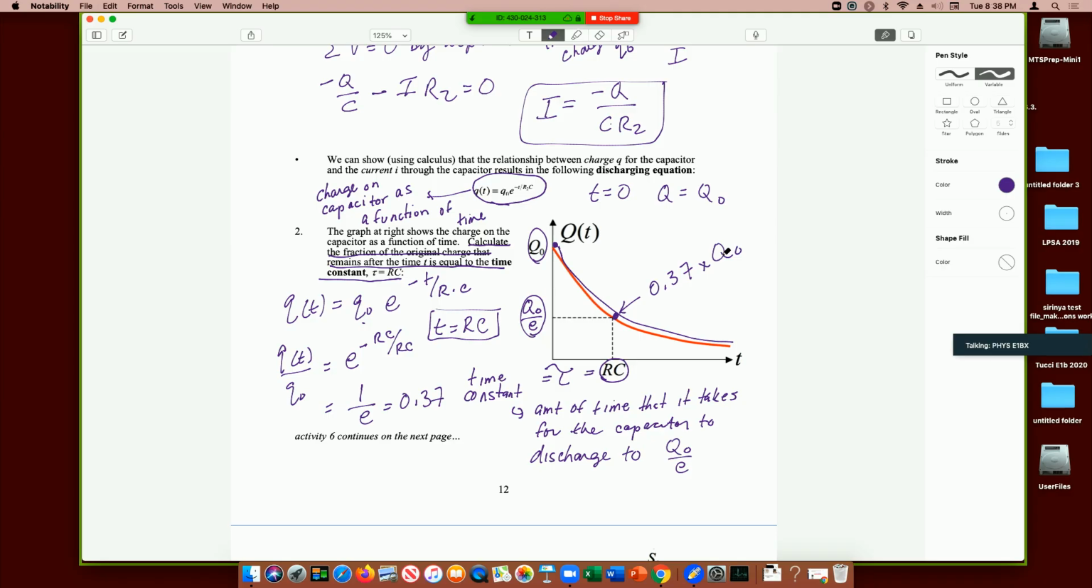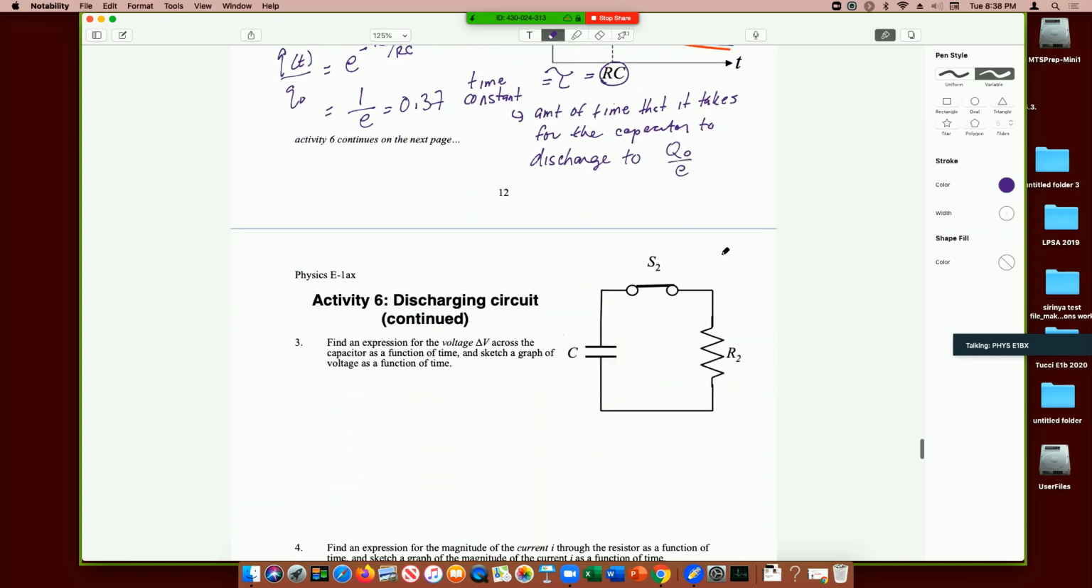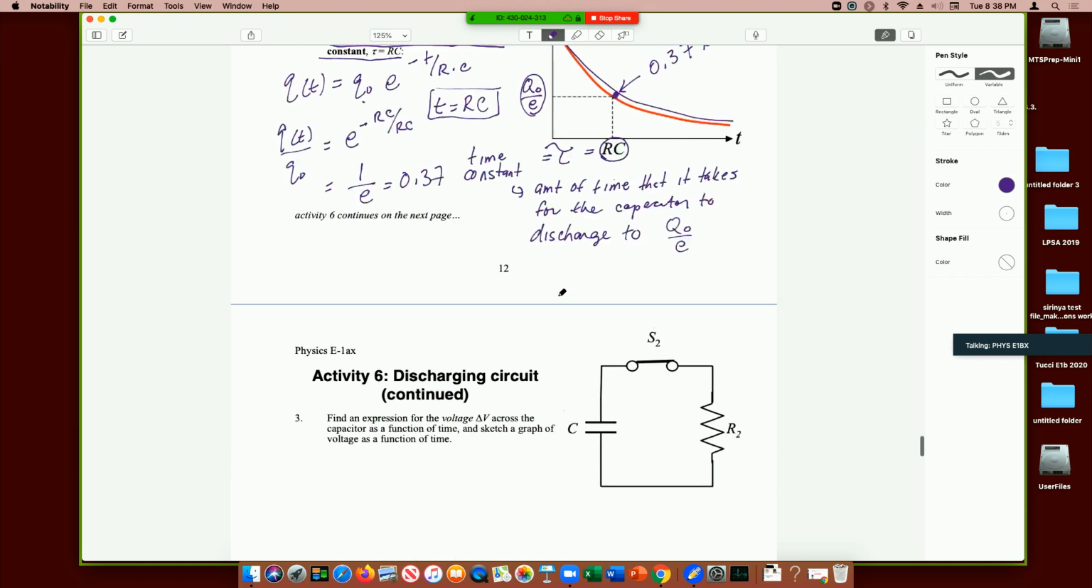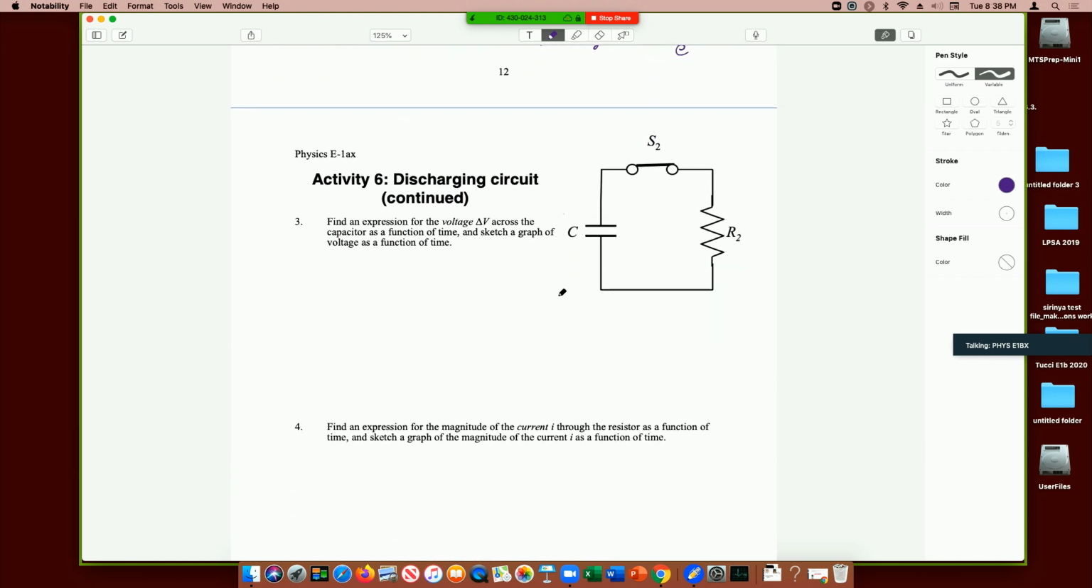Does that make sense? Okay, all of this is just definitions, right? I don't think there's any, the only interesting physics is this graph, in my opinion, right? The fact that the amount of charge drops off exponentially. It's not linear. Okay, so let's do a practical example. We want to find an expression for the voltage. Before, we were looking at charge, the amount of charge as a function of time, right?